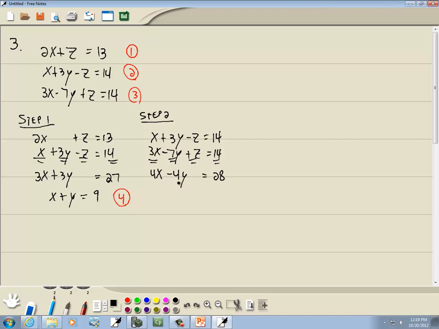I think that's alright. Okay, now notice these are all divisible by 4. So I'll go ahead and divide them by 4. So that gives me x minus y equals 7. And this is equation 5.